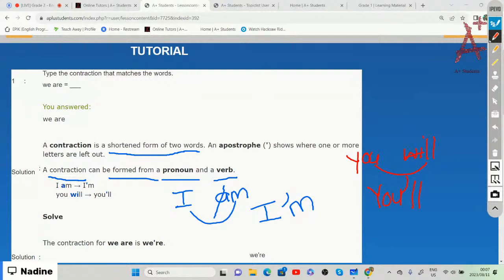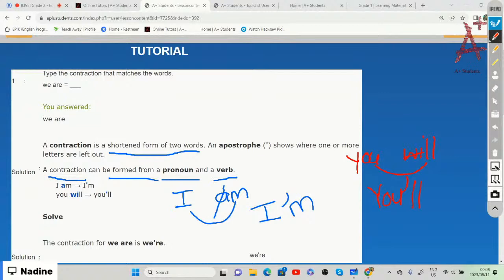I am going to the shop. I am going to kick the ball. You can just say I'm going to the shop. I'm going to kick the ball. And we call these contractions, which are shortened forms of two words. We put an apostrophe to show where one or more of the letters are left out, when we put the two words together to create a shorter form of the word.